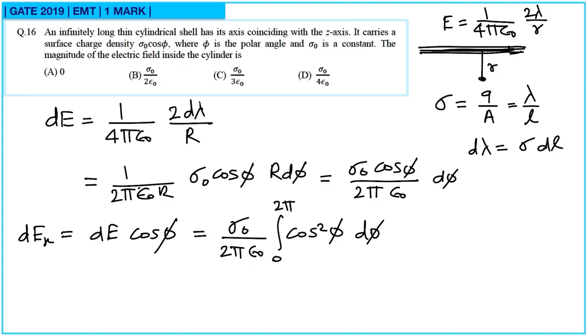So this will be equal to sigma naught upon 2 pi epsilon naught, and this integral will be equal to pi. So that is equal to sigma naught upon 2 epsilon naught. So here option B is correct.